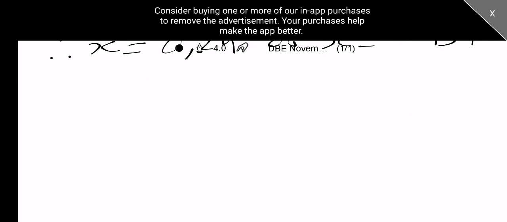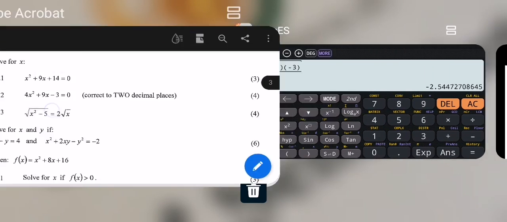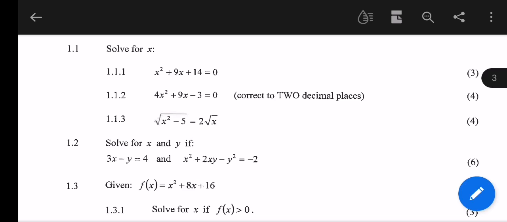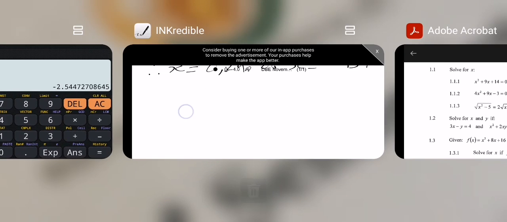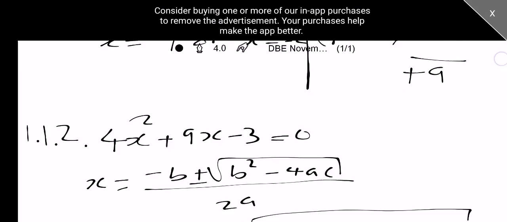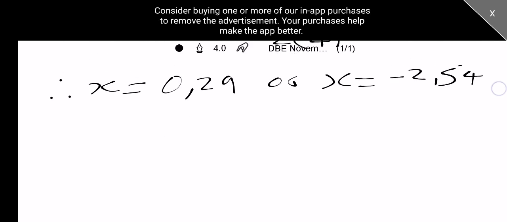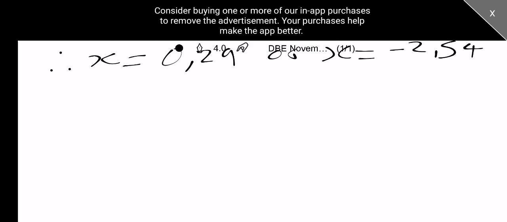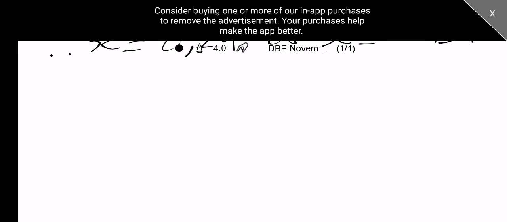Let's move on to the next question. It's root x squared minus 5 equals 2 root x, for 4 marks. You should take note of the mark allocation. It will help you know where you're going to get allocated marks.